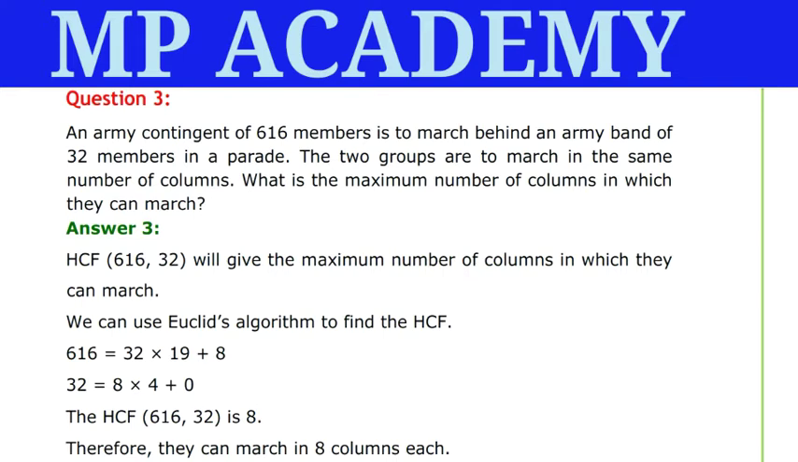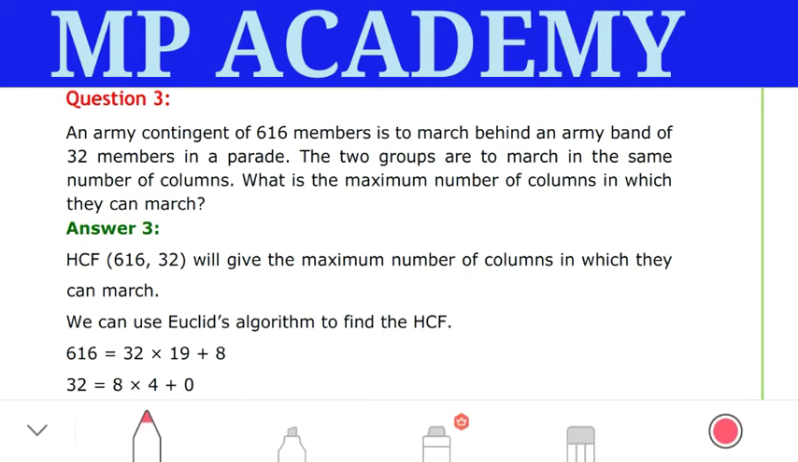Now we have to merge the two groups in the same number of columns. What is the maximum number of columns in which they can merge? In this way we arrange: in front one band army member stands, and beside him the army contingent members stand. The total number of contingent members is 616 and army band members is 32.